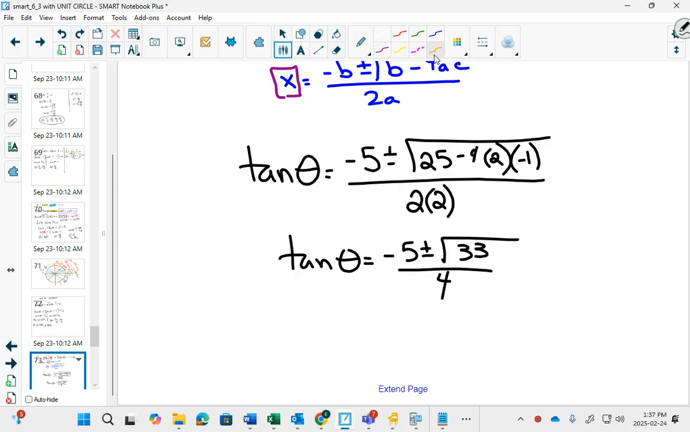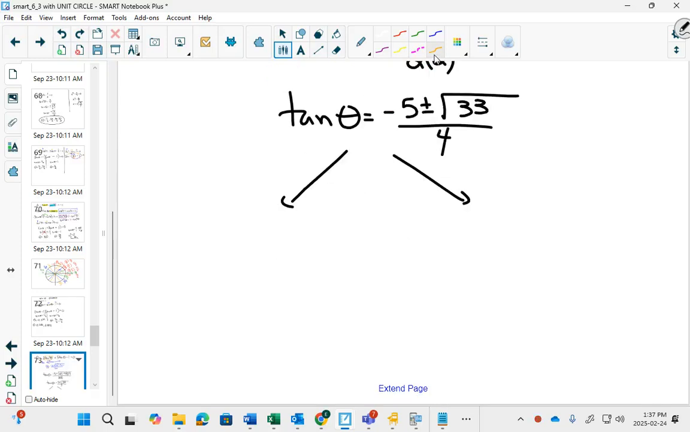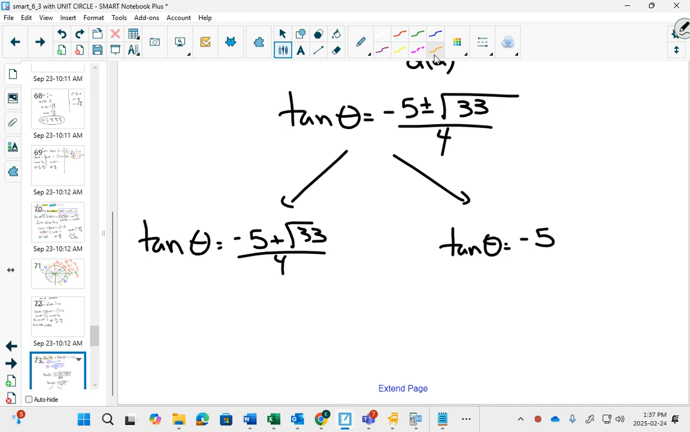Negative 5 plus or minus square root of 25 plus 8, 33, over 4. So first of all, just plugging things into the quadratic formula. This technically, with the plus or minus, gives us 2 possibilities for tan. I'm going to write them out separately. Tan of theta equals negative 5 plus square root of 33 over 4, and tan of theta equals negative 5 minus the square root of 33 over 4.